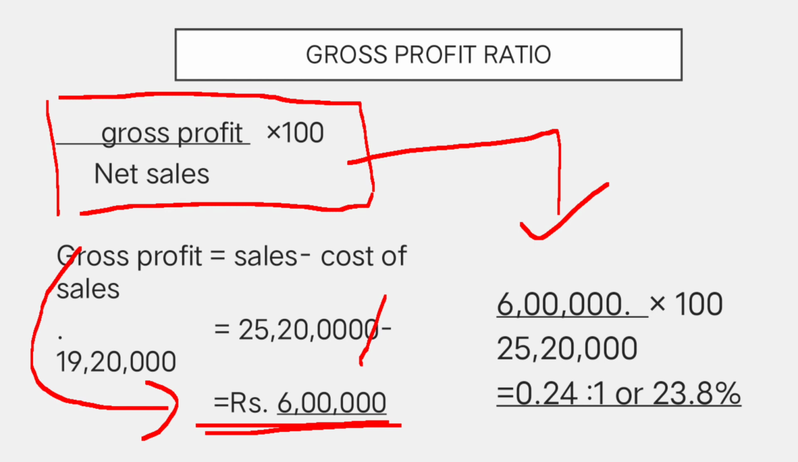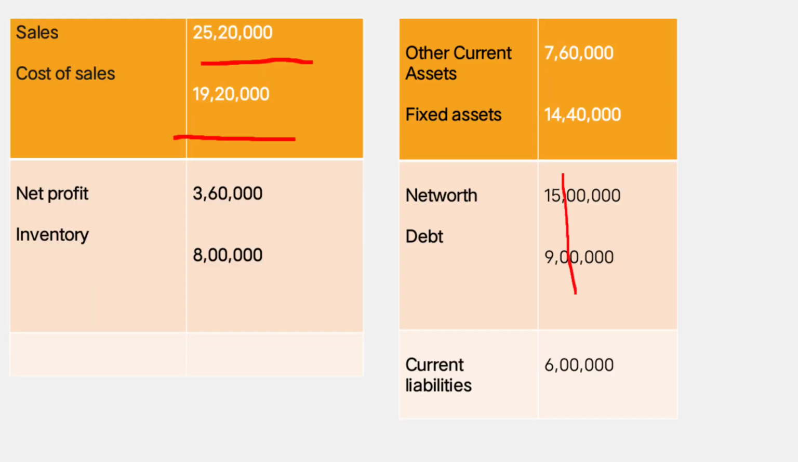Now you have to apply this formula. Gross profit you got is 6 lakh. What is the net sale? That is total sales, 25,20,000, into 100. This is the ratio, 0.24 to 1, or when you multiply with 100, you will get 23.8%. You understood? If gross profit is given directly, there is no need to do that. You can just write gross profit there. If it is not given, they will give this information for you, and you have to find out the gross profit.